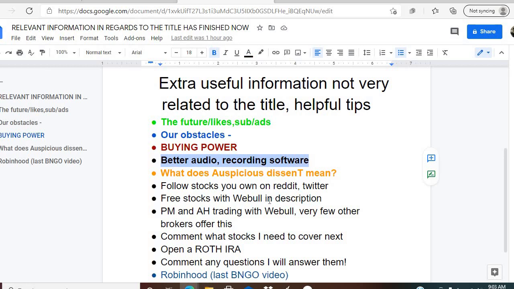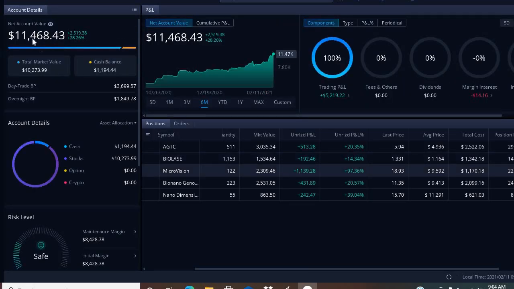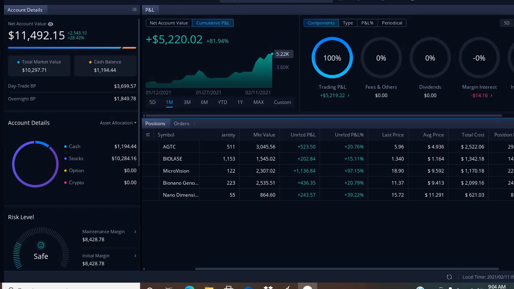Better audio recording software. My audio might be a little worse on this new software I'm using, but I can actually show you guys my actual account now, because this software is a little better and it blocks out my account number, so that's pretty sweet. Okay, this is what we're looking at. Let's just look at the growth in the last month. Okay, we're looking at 81% growth on the month. That's pretty sweet if you ask me.